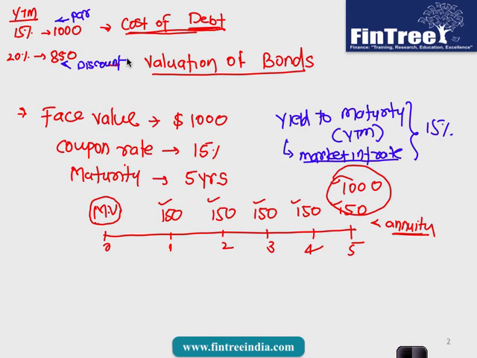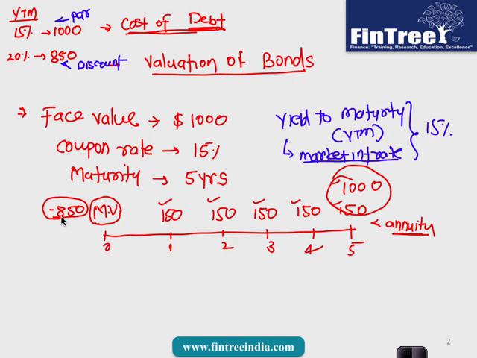Correct? Now, if you buy the bond at 850, how much will you earn on your investment? 15% or 20%? You buy the bond at 850, every year you will receive how much? 150. By the end of year 5, 1000. So every year, am I earning 15% or 20%? 20%. How can we know that?